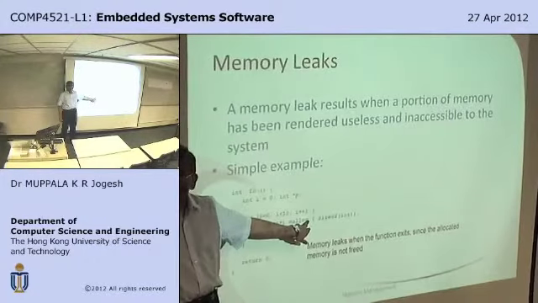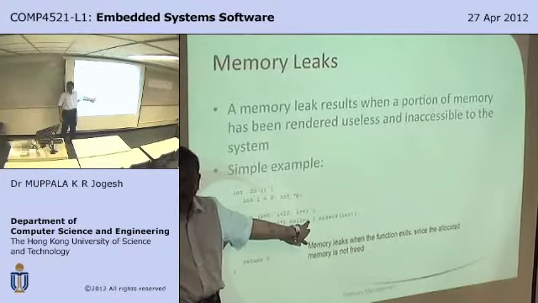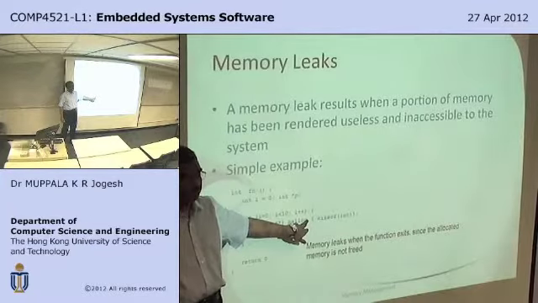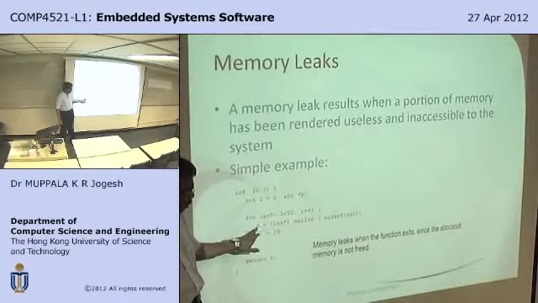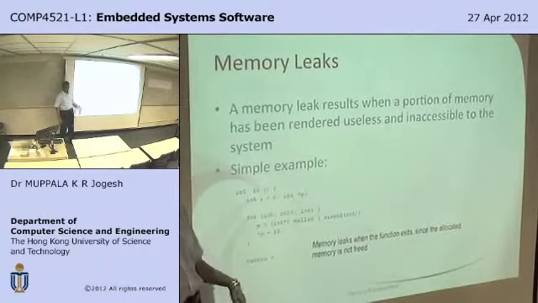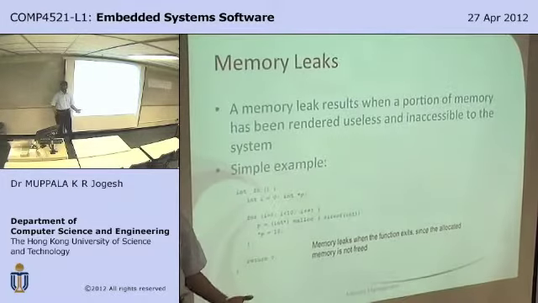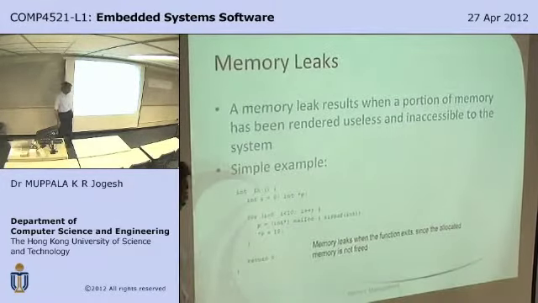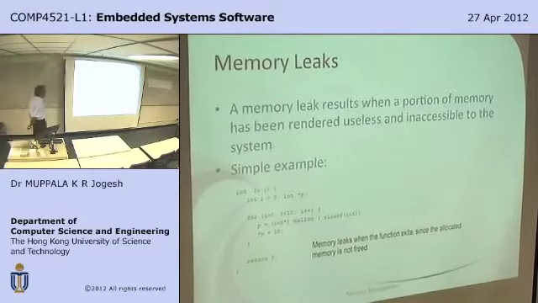Where is this stored? This is on the heap. Every time you go through this for loop, you are allocating space for about 10 integers out of the heap.